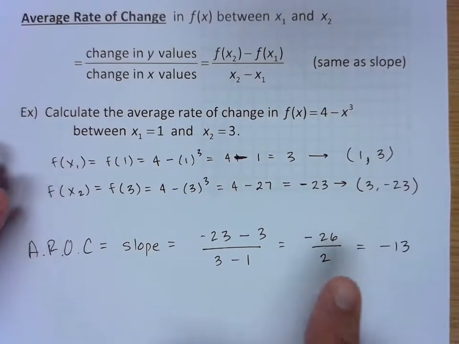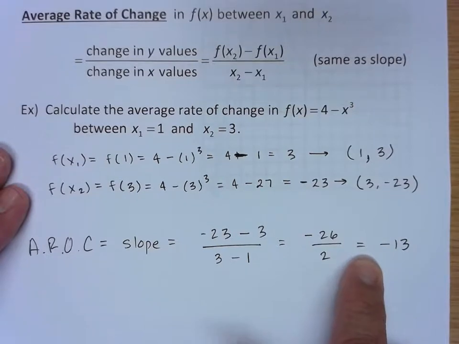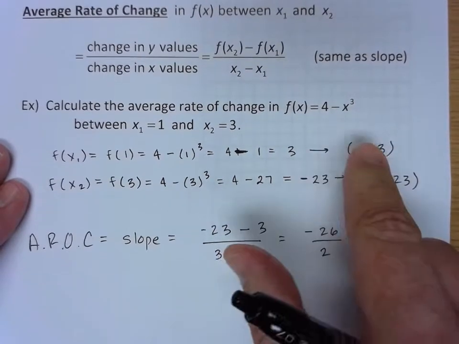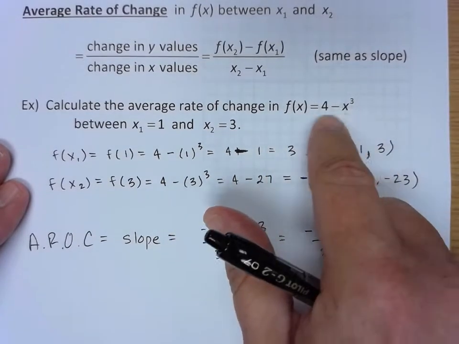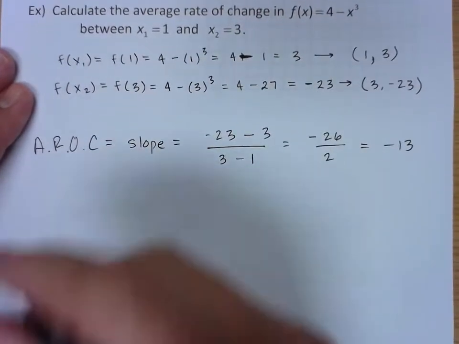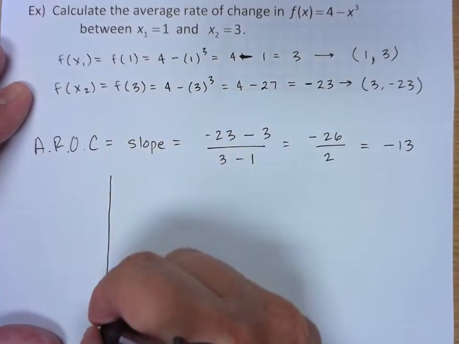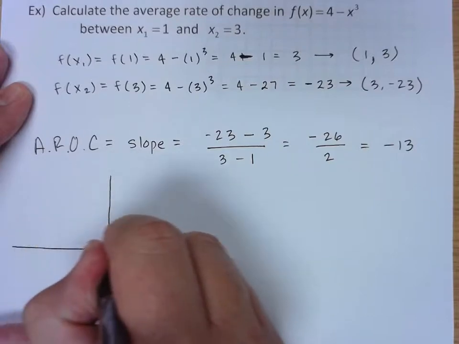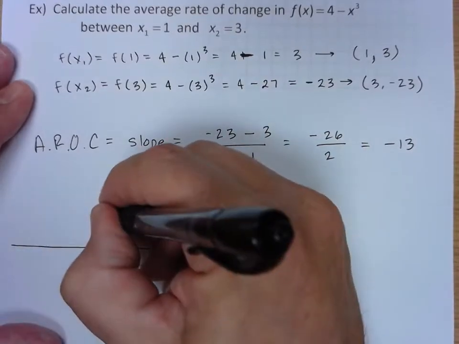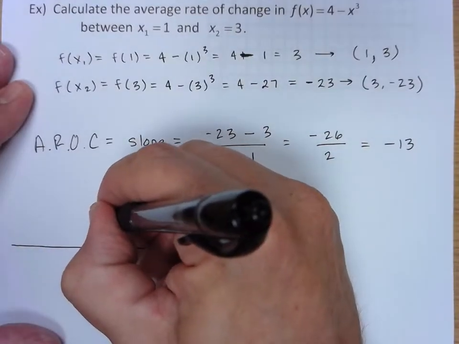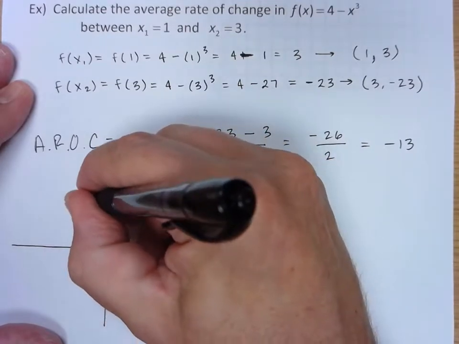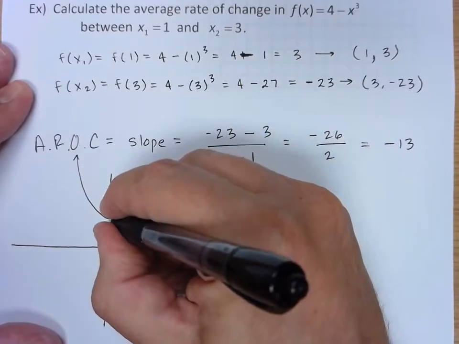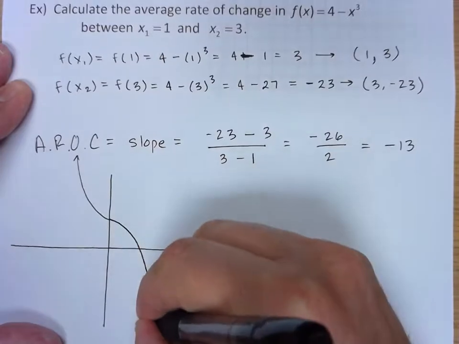Now, a picture of what this number stands for after calculating the average rate of change. The function f of x equals 4 minus x cubed looks something like this. Let me do a makeshift graph of it real quickly here. It's a cubic function, has a y-intercept at 4, and this is probably a little exaggerated version of the graph, but looks something like this.